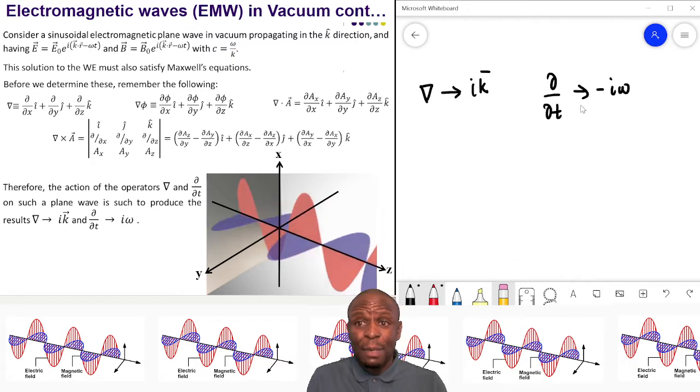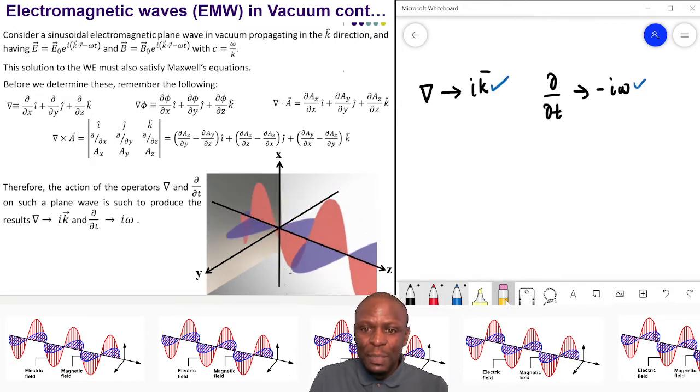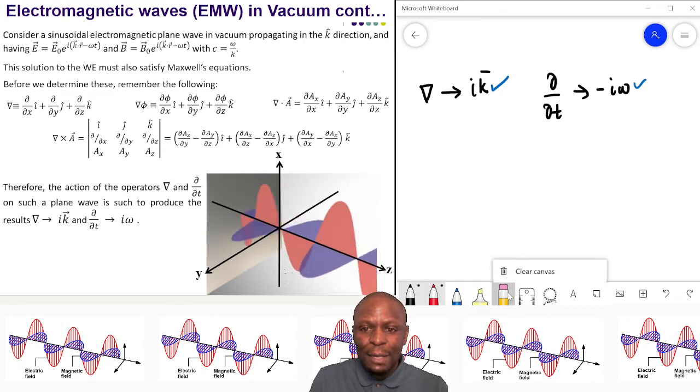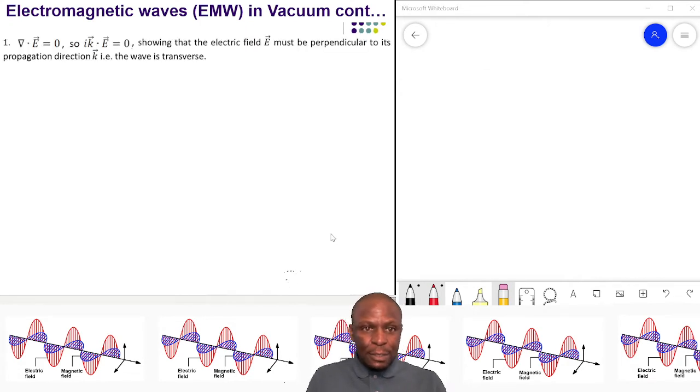So as a result, from the Maxwell's equations, whenever I see del, I'm going to write this. Whenever I see this, I'm going to write this. I hope this is going to be a very simple way of dealing with this operator. Right, so this is what you are going to have.